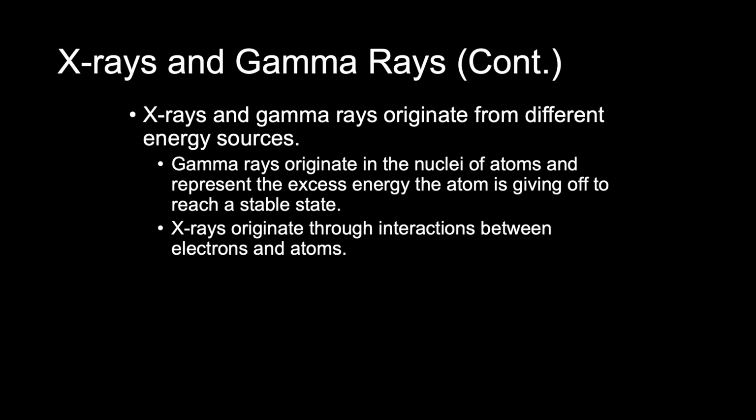There are differences between X-rays and gamma rays, and that comes from each one originating from a different energy source. Gamma rays originate in the nuclei of atoms and represent the excess energy the atom is giving off to reach a stable state. X-rays originate through interactions between electrons and atoms. X-rays are produced when fast-moving electrons within the X-ray tube strike the atoms of the metal in the target, which is the anode.